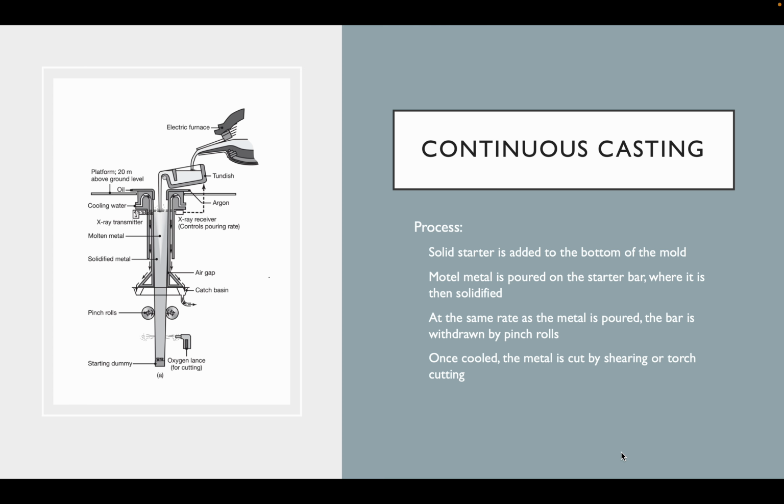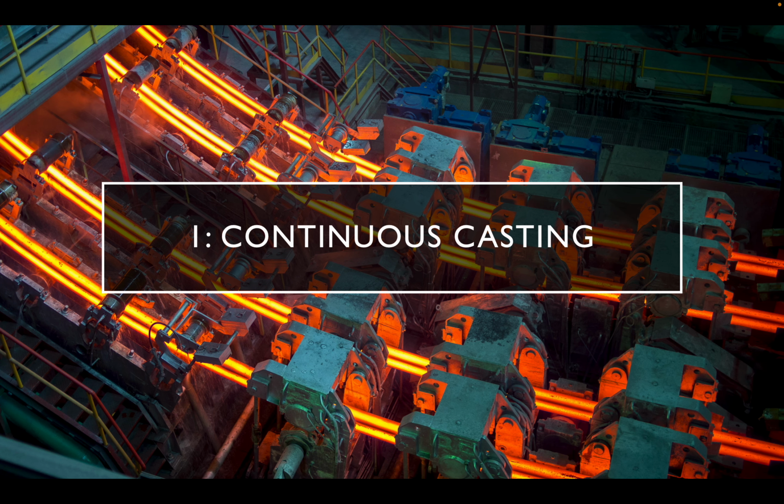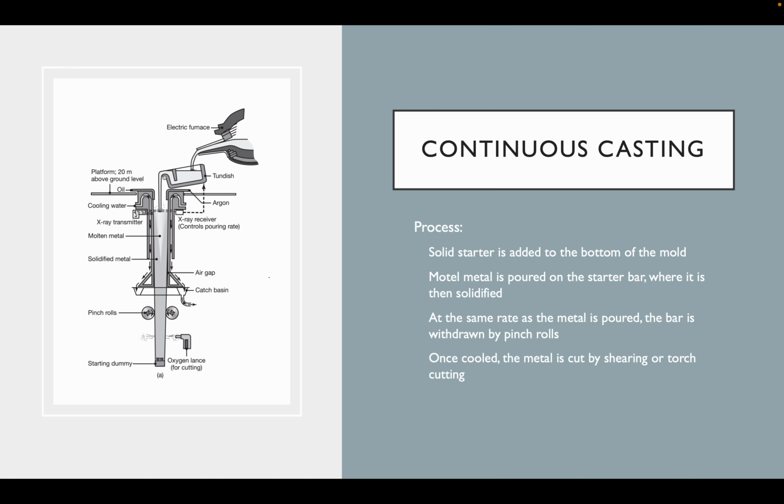So as you can see from the image on the left from the textbook, this process involves first using a solid starter, which is added to the bottom of the mold. And so this helps support the metal while it's cooling so it doesn't deform excessively. So once that happens, molten metal is poured onto the starter bar where it then starts to solidify. It solidifies quite quickly, as you can see in this image. It is poured on the left side and it is cooled significantly on the right side. So it's a quick cooling process.